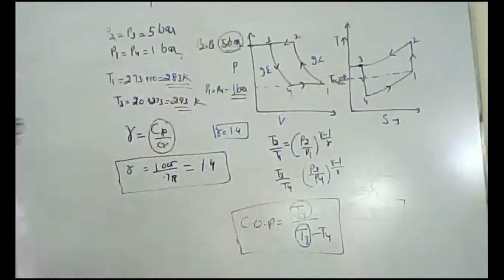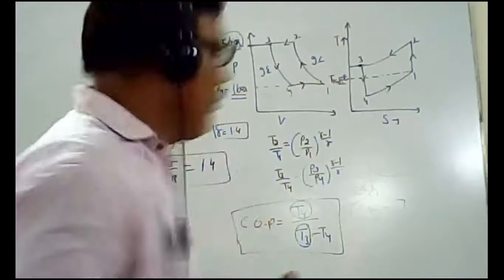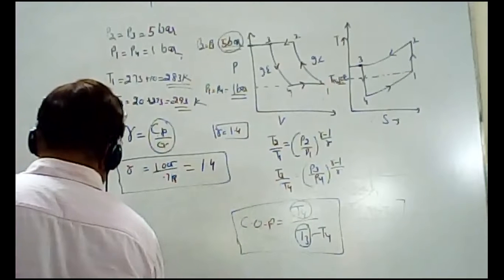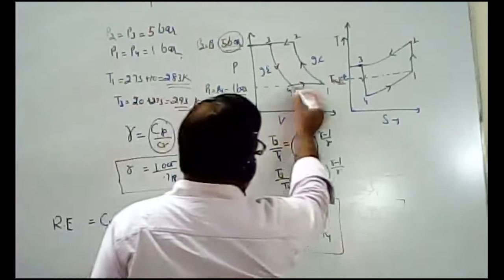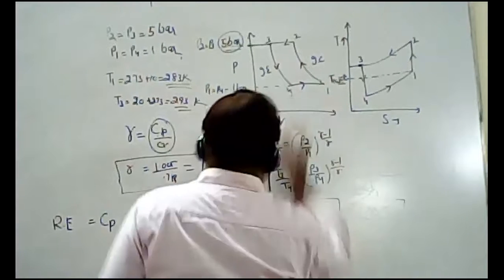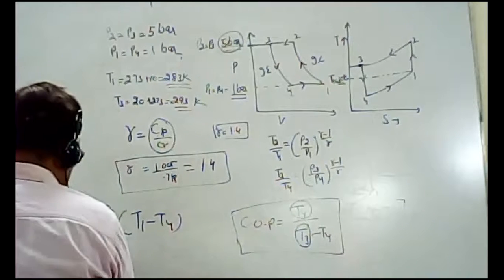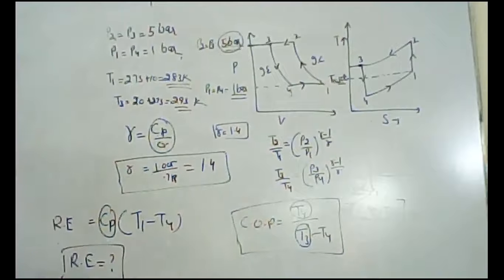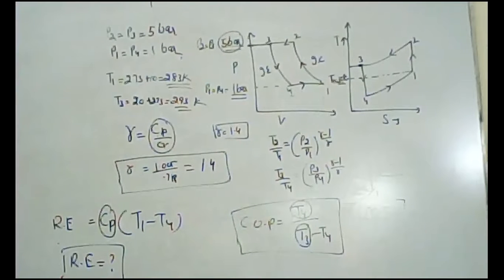Okay. Now next, what we have to find out? We have to find out the value of refrigeration effect. How can we find it? The refrigeration effect will be equal to Cp times T1 minus T4, since the refrigeration effect occurs from T1 to T4. When you put these values in this equation, you will get the refrigeration effect. So everybody calculate the value from this equation. Hurry up. Everybody must calculate this value.